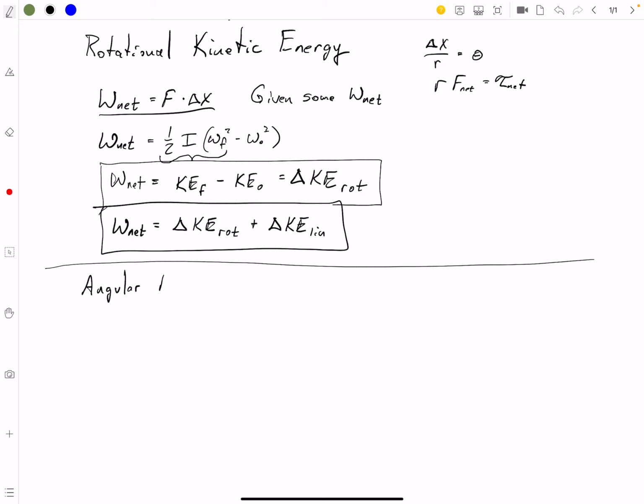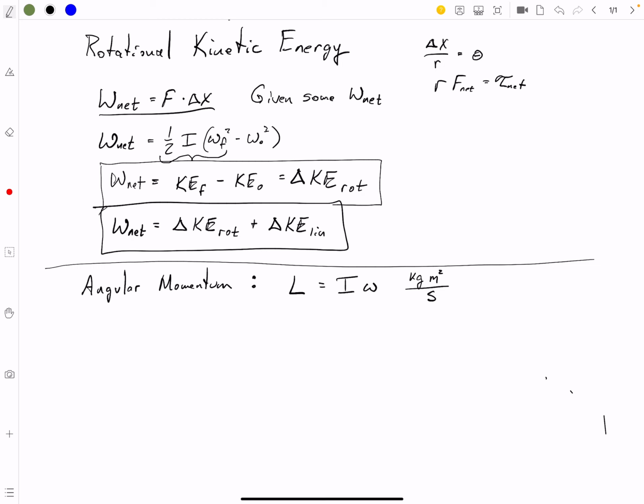Angular momentum. The symbol for angular momentum is L, and that equals I omega. Well, we know that I is in kilograms meters squared. Omega is radians per second, but the ghost of radians does its thing and disappears. And so we're left with kilograms meters squared per second.